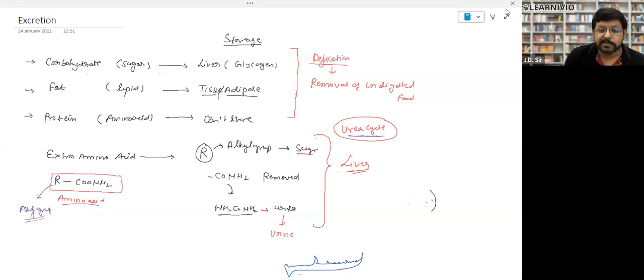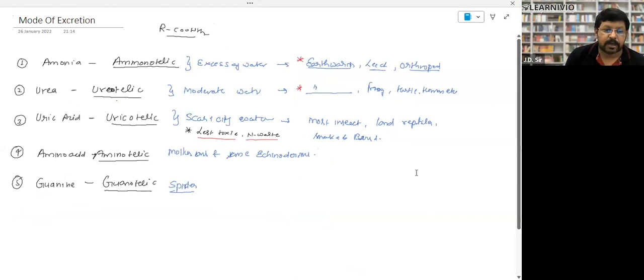What is the question? The mode of excretion. This is the question. So there are different modes of excretion. I'll tell you what has been asked, and from this list the questions have already been asked. There are 5 major modes of excretion. First, some of the organisms produce ammonia as a nitrogenous waste, right?